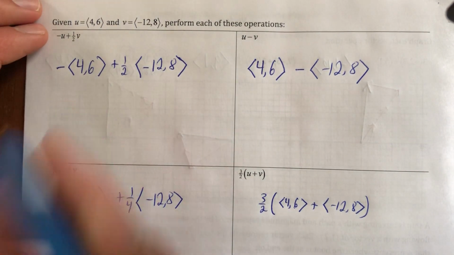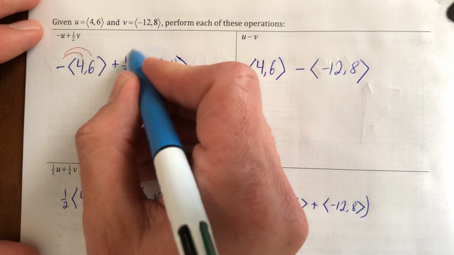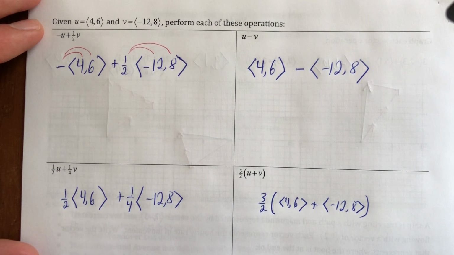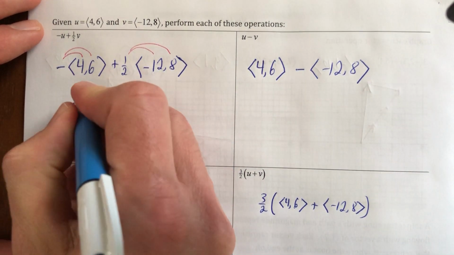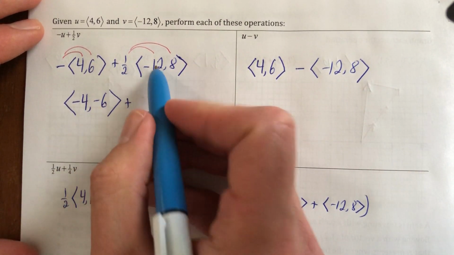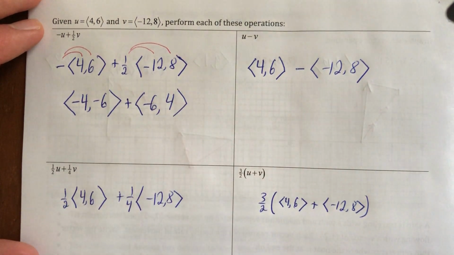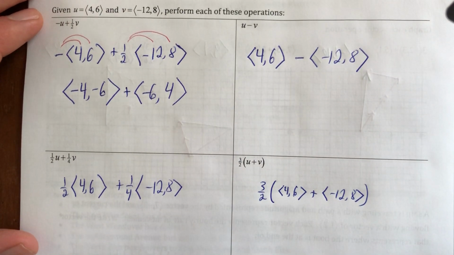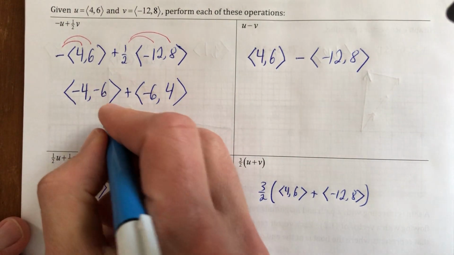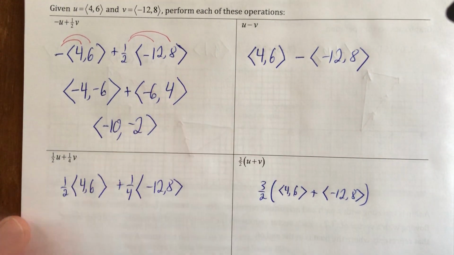I put this one, and we're just going to begin this process. So here we go. Negative 1 times 4, negative 1 times 6, and then 1/2 times negative 12, and 1/2 times 8. So we'll just distribute. We can do that first. Negative 4, comma, negative 6. And then half of negative 12 is negative 6, and half of 8 is 4. And we'll add these together. And this is really doable in your head. Before you grab a calculator, you can do a lot of things in your head. Negative 4 plus negative 6 is negative 10. Negative 6 plus 4 is negative 2, and we are done with that one.